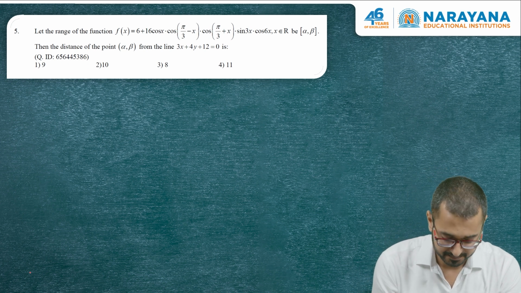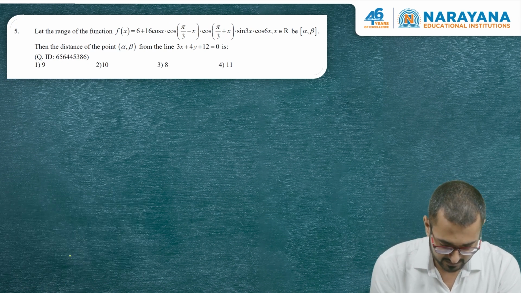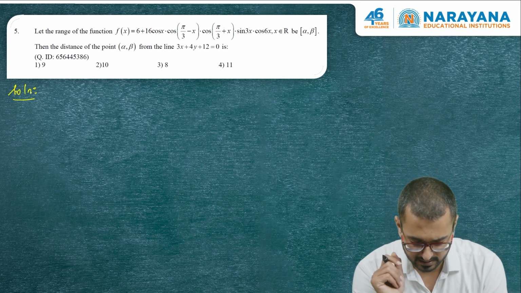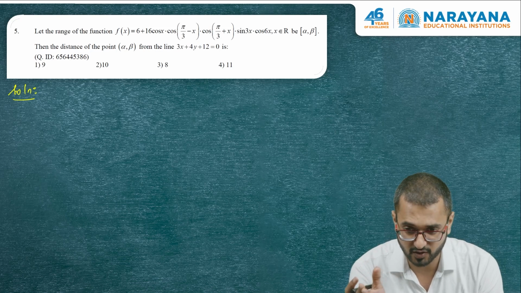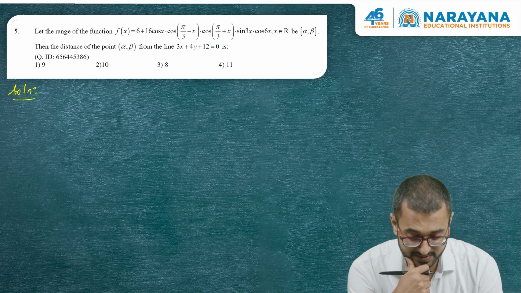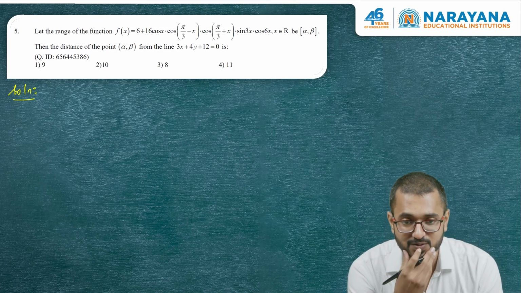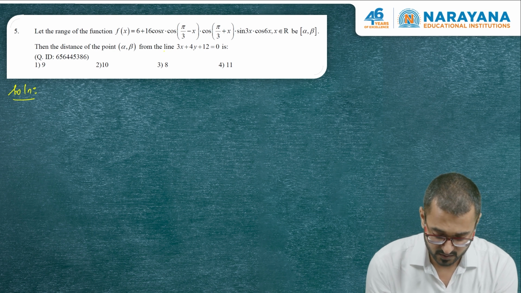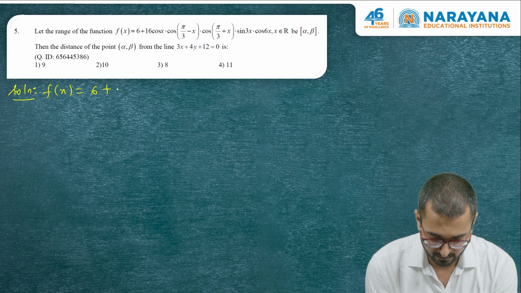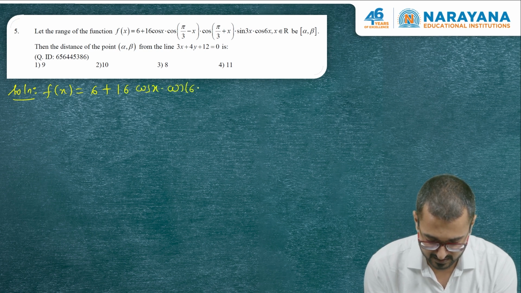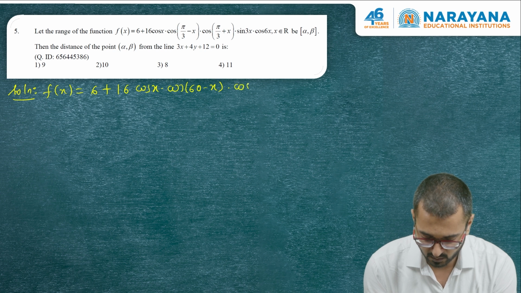Question number 5. So here a function is given and we have to find its range, and then we have to find the distance of that point alpha comma beta from the line. The line is given to be 3x plus 4y plus 12 equals 0. So let's find out the range first. Of course, let's try to write down the function itself. It will give me 6 plus 16 into cos x into cos of 60 minus x into cos of 60 plus x.